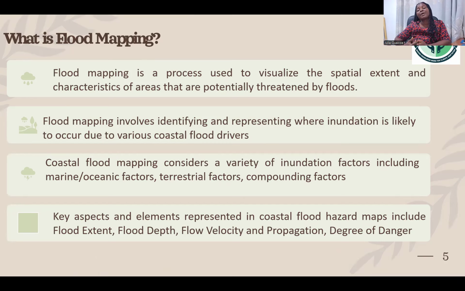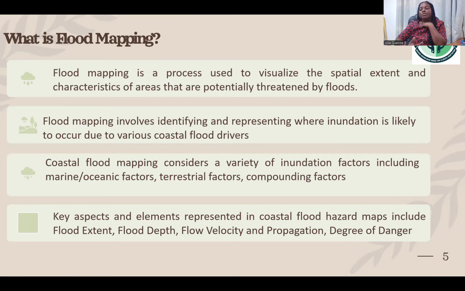And then when we are looking at the compounding factors, we may look at a couple of processes coming together to cause some of these conditions. For example, there might be encroachment in the coastal zone, and it could be coupled with an increase in the sea level. And as a result of these issues, the result may be coastal flooding. And so these are some of the factors that can be considered during the coastal flood mapping.